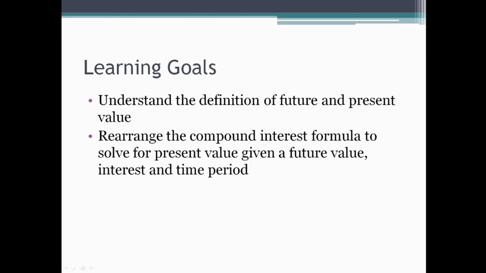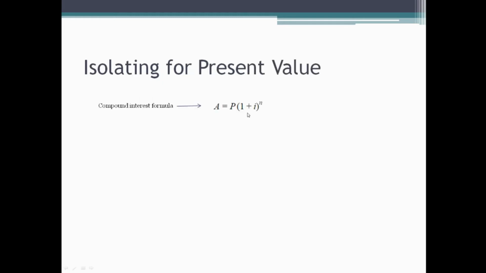In Unit 7.2, you learned about the amount and principal. Future value is another name given to the amount, and present value is another name given to the principal. This is the formula you were given in the previous unit. We can replace amount with the future value represented by FV and principal with the present value represented by PV. This unit will ask you questions to find the present value given a future value.